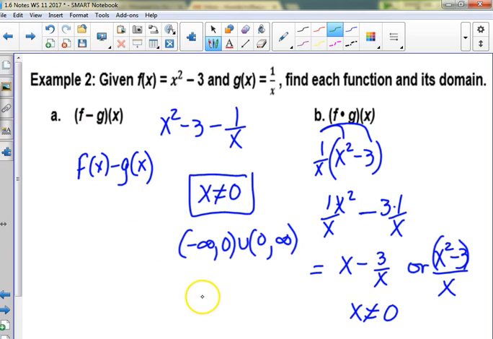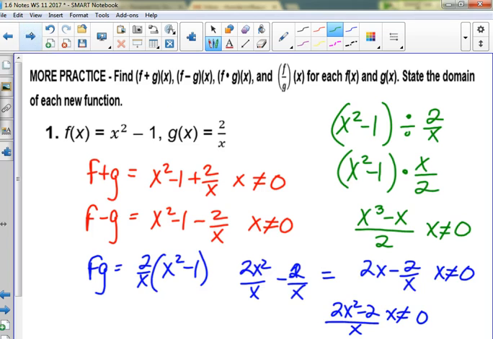This is kind of how I think of it. The domain can't get bigger. You can't include things that it didn't include before. This could also be written separately as x cubed over 2 minus x over 2, but we all good? Okay, that one was f over g, just so the notes look nice.